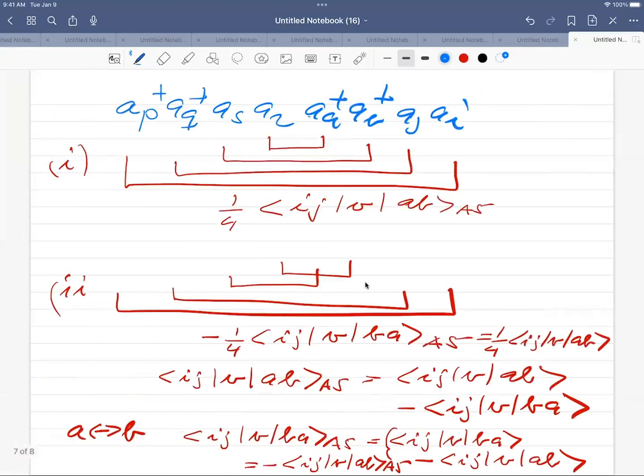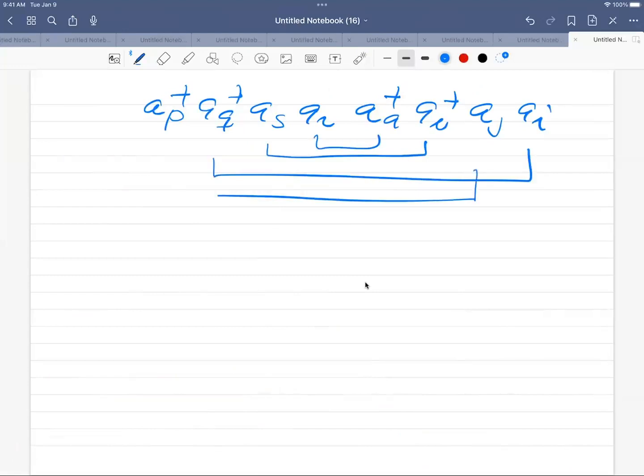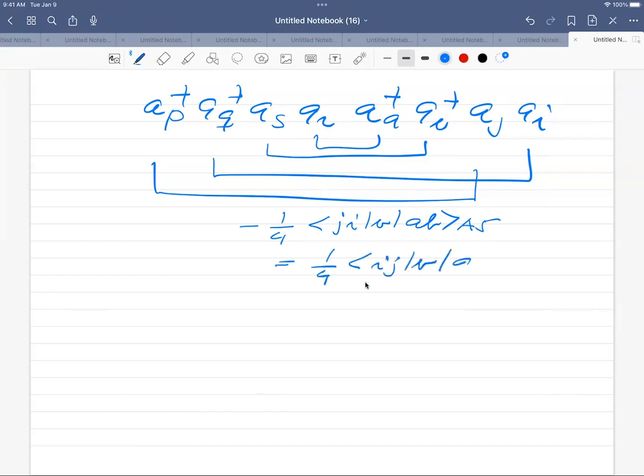So if you go back, what we did now was to interchange these. But what we could do is to take this one and keep that, but now we interchange the two hole lines. And that gives also a minus sign. So when I do the contractions here, this is going to give me minus 1/4, and then I'm going to have JI of V of AB anti-symmetrized. And this is the same as 1 divided by 4 of IJ V of AB anti-symmetrized.